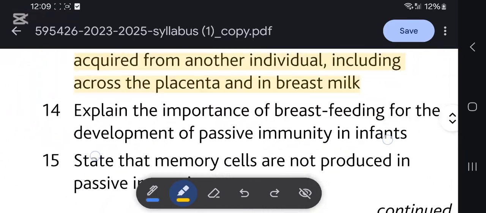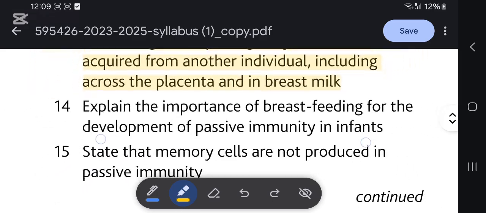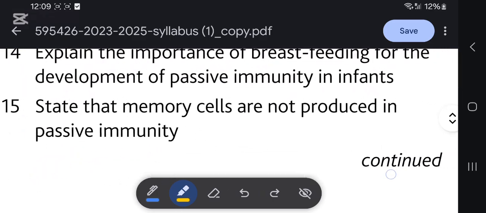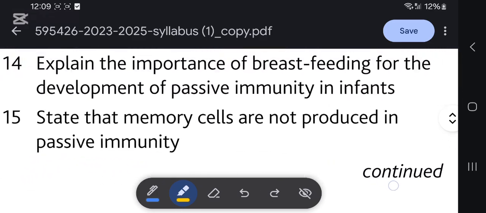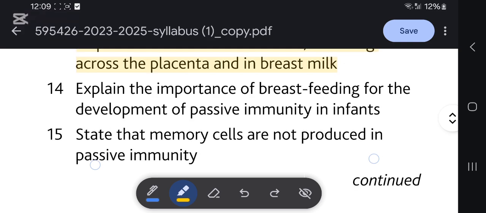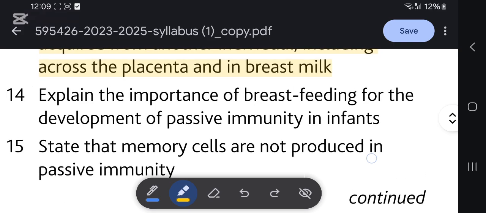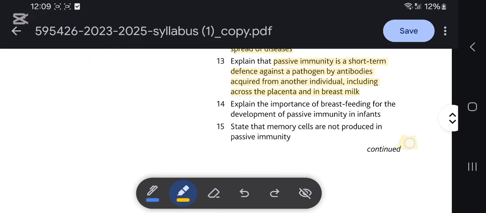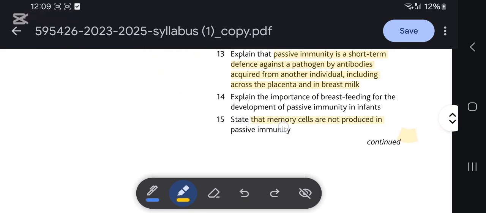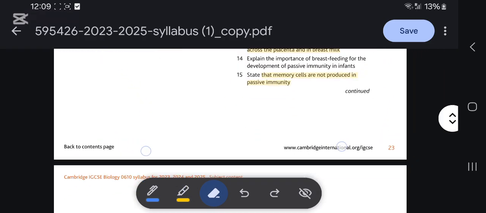You get it from your mother across the placenta and in breast milk. So it basically helps infants in the early age, because they can't make antibodies at that time. Breast milk provides all the nutrients to the baby, and it provides them with passive immunity from infection before the baby can start making its own. Memory cells are not produced in passive immunity; of course, everybody should know that, and they are produced in active immunity.